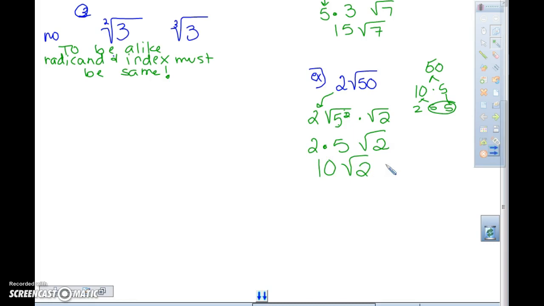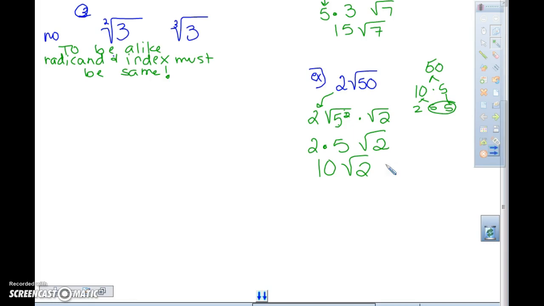Now, again, if you were to check your answer in your calculator, you could put in 2 times the square root of 50 and get whatever that decimal is. And then you could put in 10 times the square root of 2. You should get the same decimal. So you should be able to check yourself pretty easily that way. If you don't get the same decimal, then you've made a mistake. And you can go back and find it.